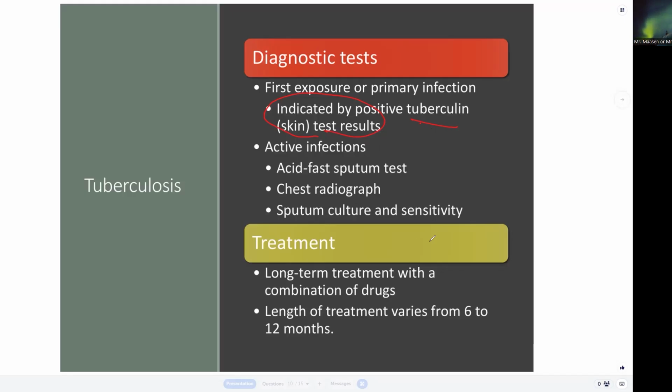For active infection, a chest x-ray is going to tell us a lot. We can do a sputum culture. And then the treatment is long-term treatment with a combination of drugs. A lot of times it's going to be almost a year of treatment. And again, we can sometimes fully get rid of it. Sometimes it goes latent or dormant, however you want to word that. Latent is the correct term, and you kind of never get rid of it. So it's a tough bug.